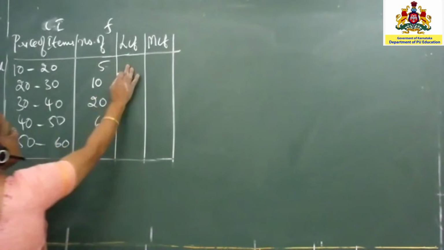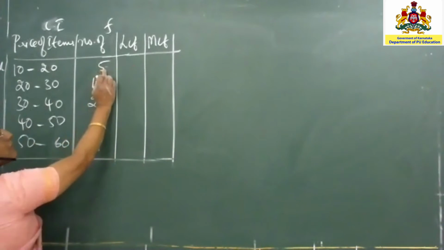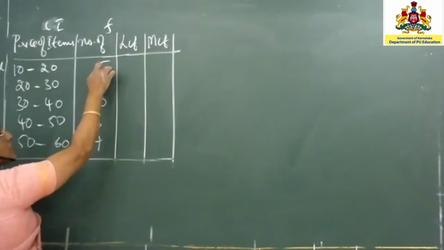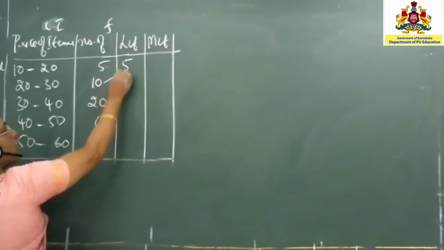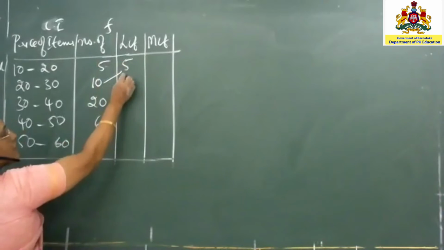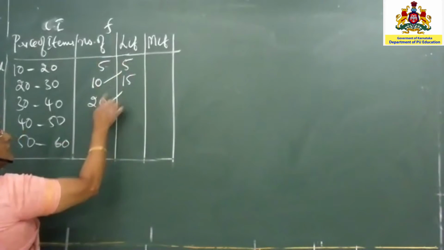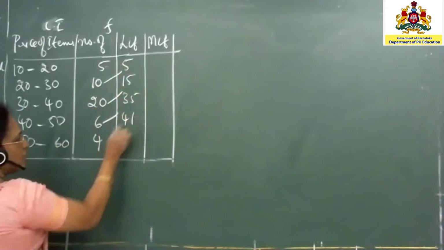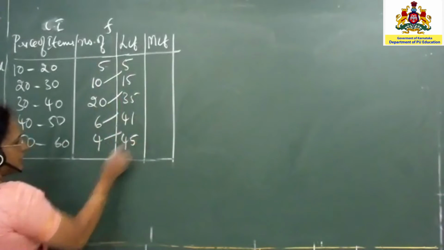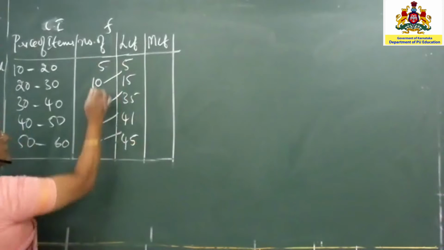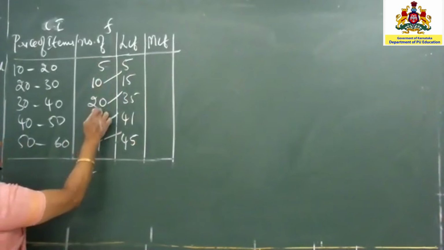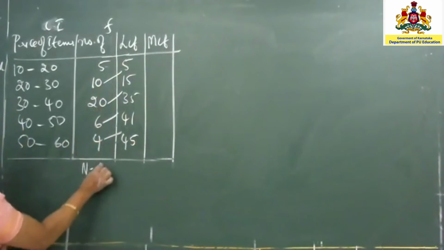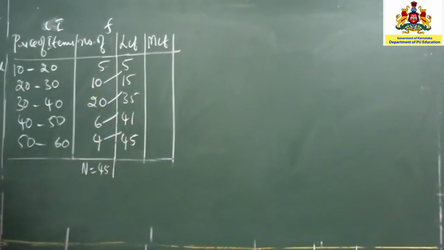Now, how to find out LCM? So, this is the first number here, 5. You start with the first number, this is 5, then add this. So, 10 plus 5, this is 15. Now, 20 plus 15, 35. Now, 6 plus 35, this is 41. Now, this is 45. Add and see whether you get 45. Okay. So, is it clear?